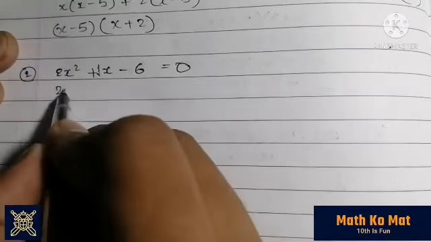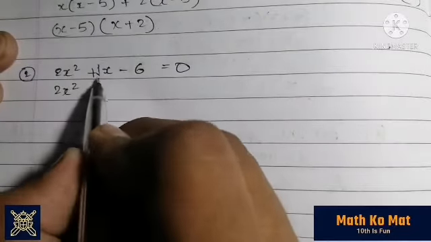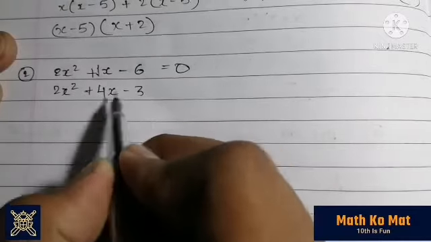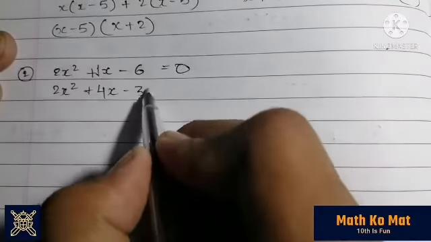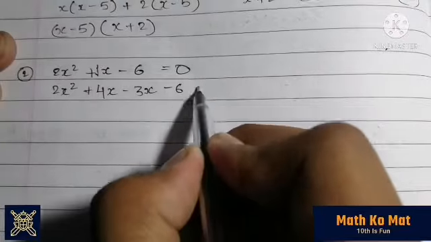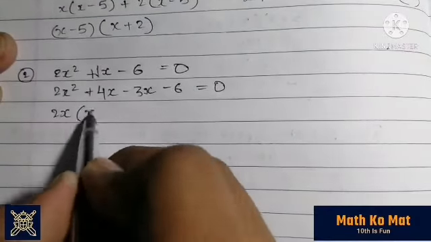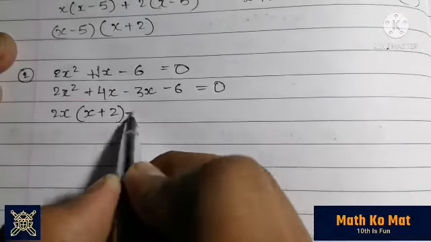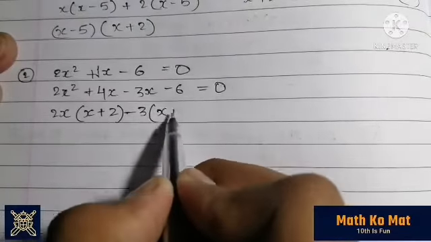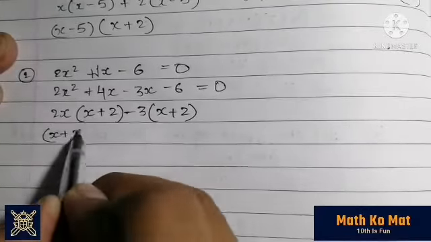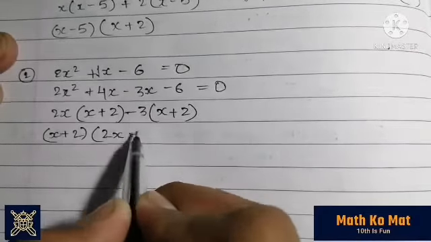So here you can write 2x square, and this plus x can be represented as plus 4x minus 3x. So 4 minus 3 will give you a plus x. So 4x minus 3x minus 6 is equal to 0. Now you can take 2x common. So x plus 2 is left. Take minus 3 common. Again x plus 2 will be left. Take this x plus 2 as common. You will be left with 2x minus 3.